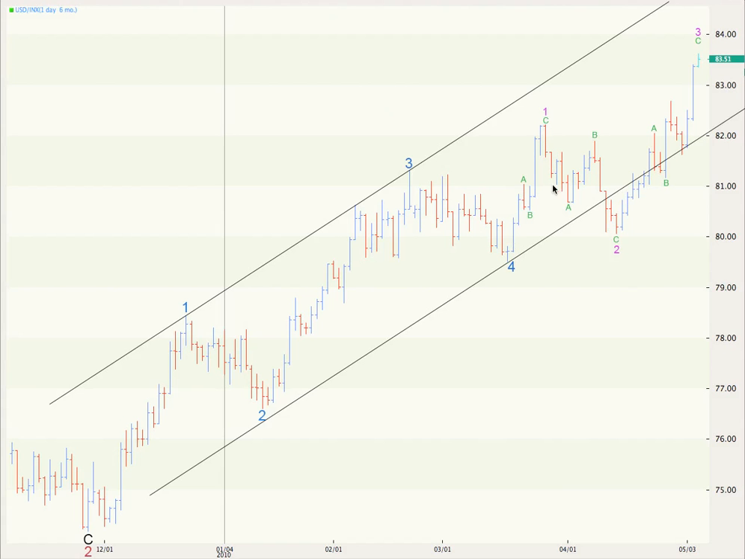So we've got a 1, a very obvious 3-wave structure. This can certainly be seen as a 3 with a pretty strong C wave to end this third wave. Thereafter, if this analysis is correct, we should see a strong overlapping 3-wave structure down for a fourth wave that should look very corrective. Thereafter, one more push up for a fifth wave to end this wave 5 diagonal, and a target to the upside there about 83.77.